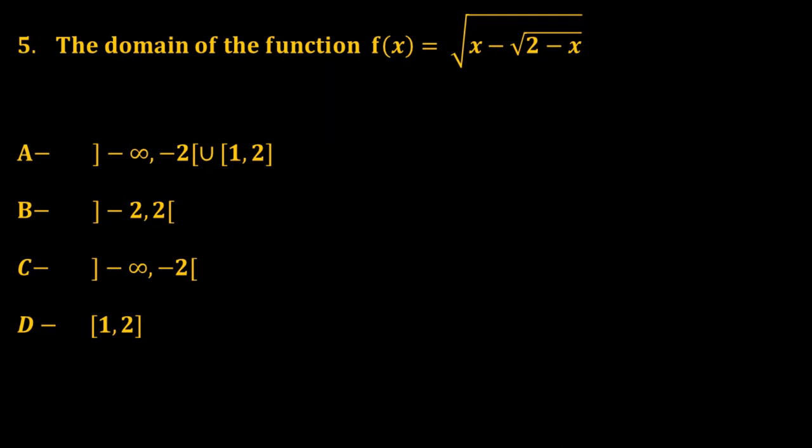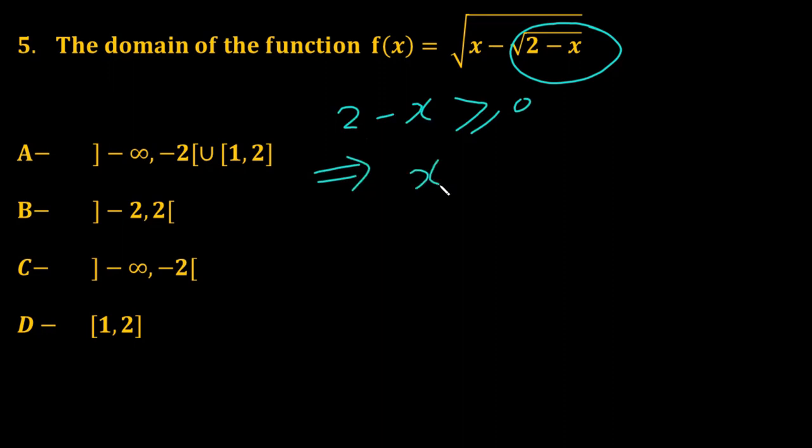Here we are with part 2. Number 5. The domain of the function f of x equals root x minus root 2 minus x equals which of these answers? Okay, first we know this part must satisfy the relation 2 minus x is greater than or equal to 0. So from this inequality we can get x is less than or equal to 2.